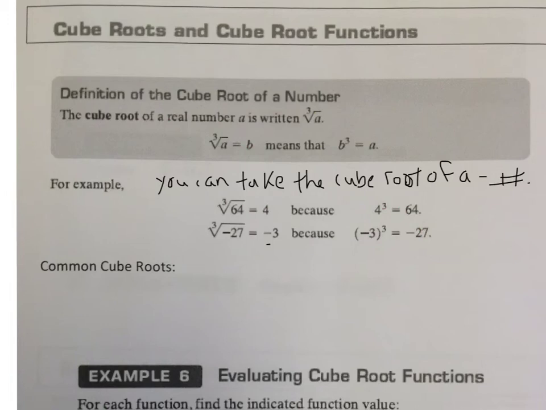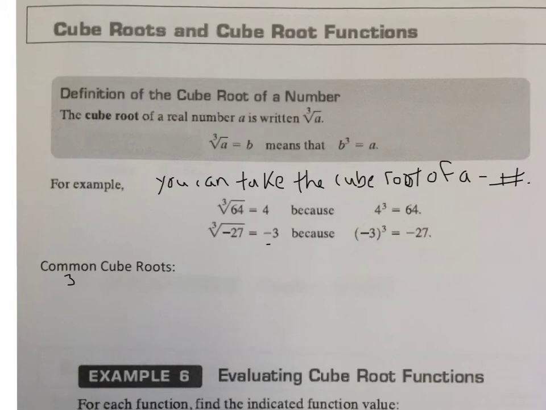Okay, we got square root, which means the root is 2. We got cube root, which means the root is 3. And then you also got fourth root and fifth root and sixth root and so on. Let's look at common cube roots. Let's talk about these now. I'm going to write them down, if I have the room, through 10.